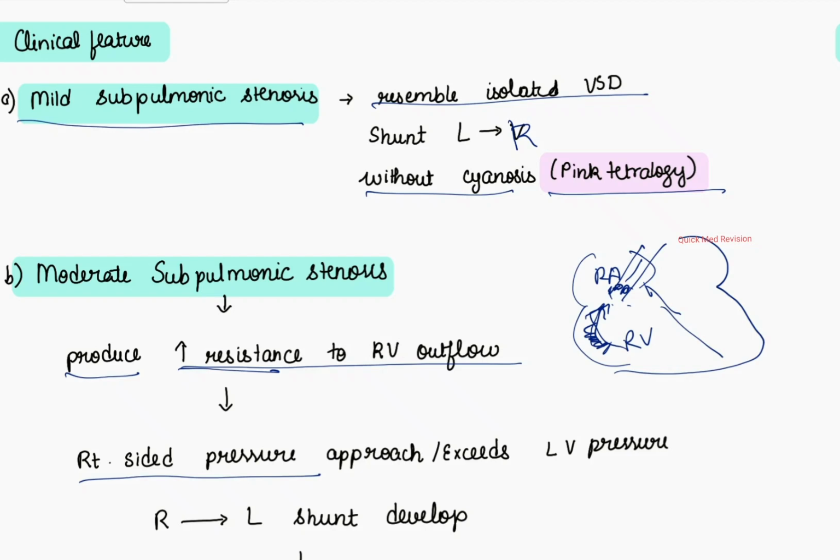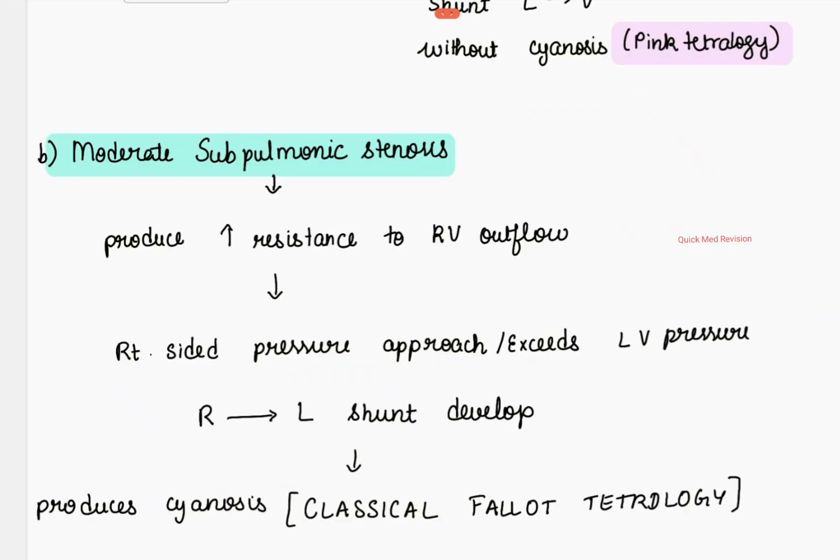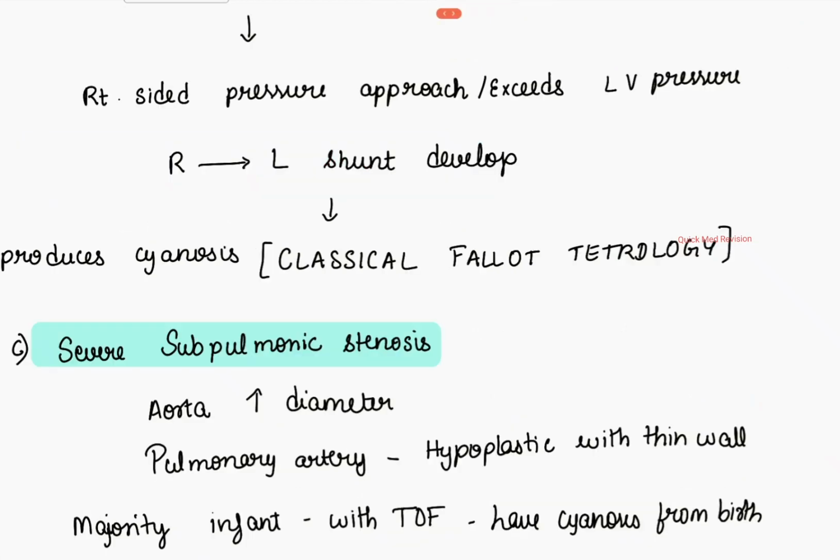This causes right-sided pressure to increase, which approaches left ventricular pressure, or it might even exceed left ventricular pressure. There will be a right ventricular to left ventricular shunt now. Initially, it was left to right. Now it has progressed to right to left. This right to left shunt produces cyanosis, which is classical Fallot tetralogy.